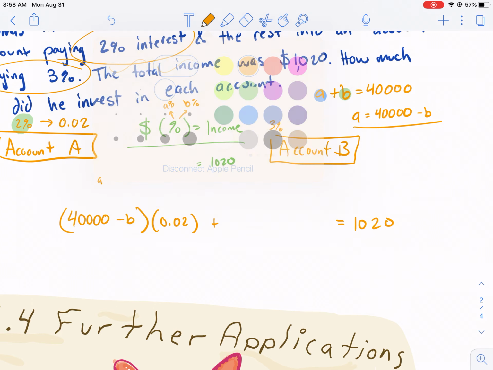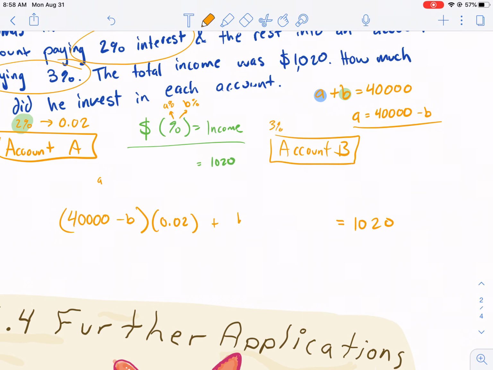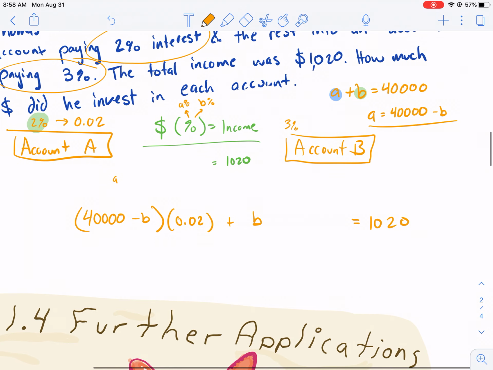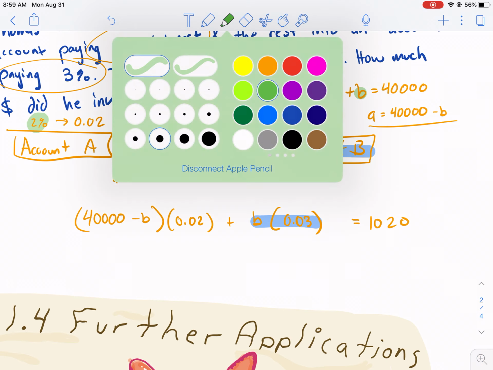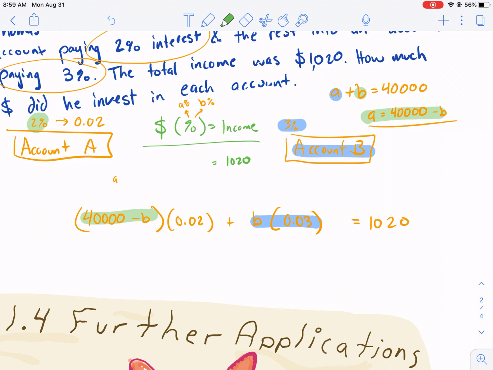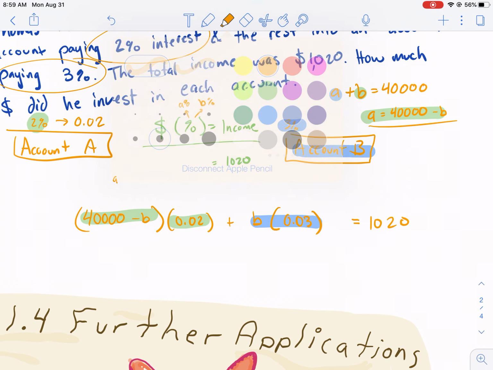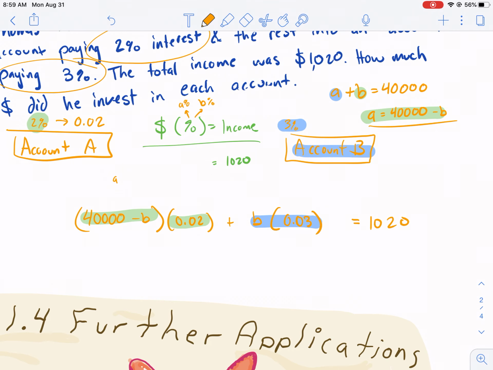Well, this is very good for us because now we know that we can just take the amount from account B, multiply it by its percent, 0.03, and that will give us our total amount, okay? This is how we find the income from account B, 3%. This is the income from account A because this is A right here. That's our money from account A times 0.02. That's how we found it from account A. And this will add up to our total sum, which is 1,020.